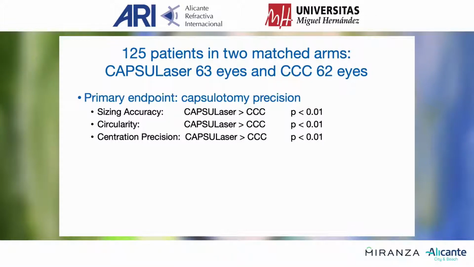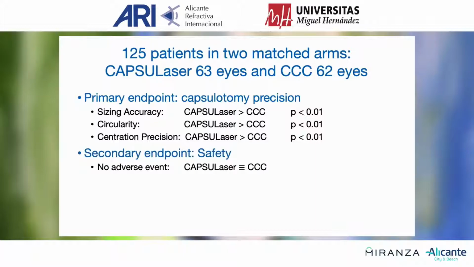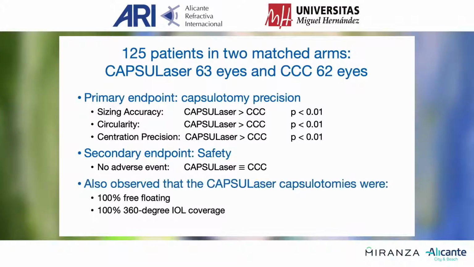The primary endpoint was capsulotomy precision, and we were able to show that statistically speaking, Capsulaser was better in terms of sizing accuracy, circularity, and centration precision compared to CCC. And this was significant in all three of these parameters at P less than 0.01. There was a secondary endpoint for safety, and no adverse events were found in either of the arms of the study. We also observed that Capsulaser capsulotomies were 100% free-floating, and also gave 100% 360-degree IOL coverage.